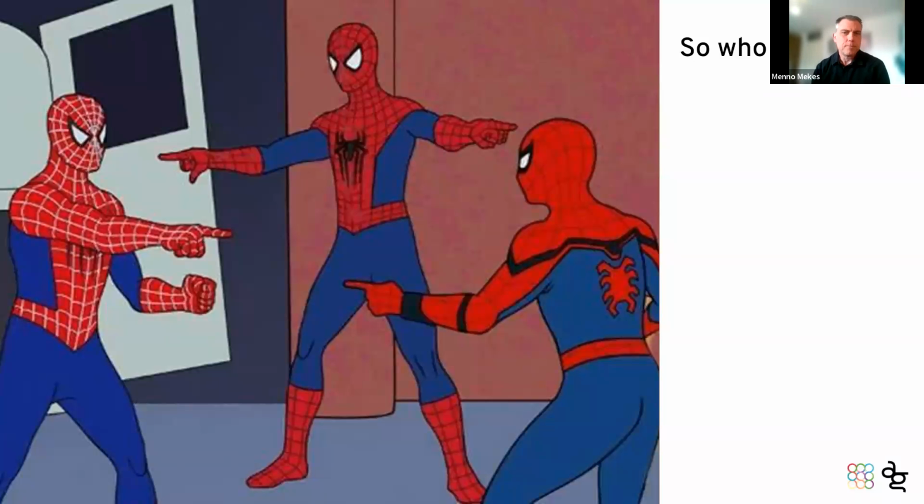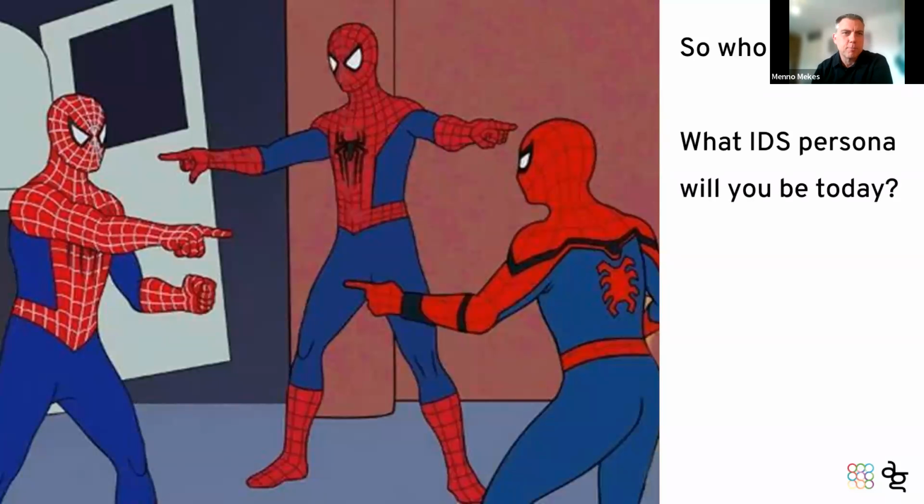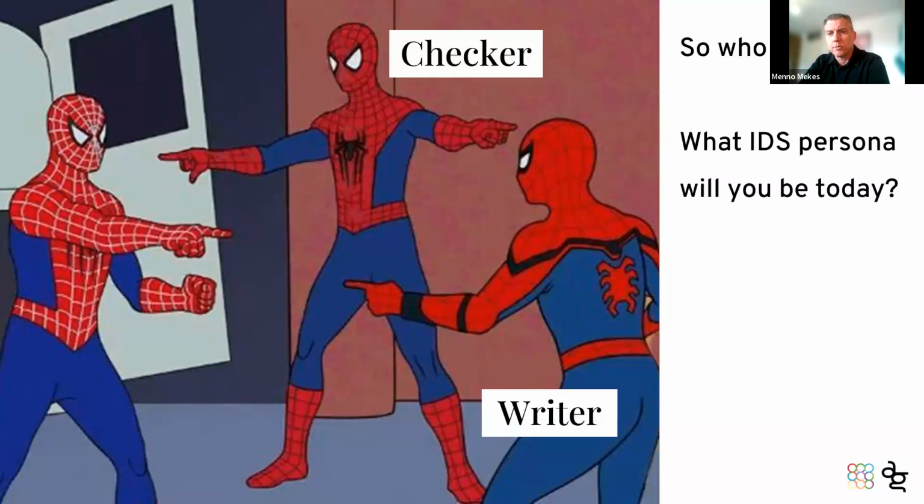So IDS users really fall into three categories, personas. So what IDS persona will you be today? Do you write the requirements? Or do you also check the models? A writer who checks, or are you a modeler that also checks your model? I think we are at least two out of those three personas.